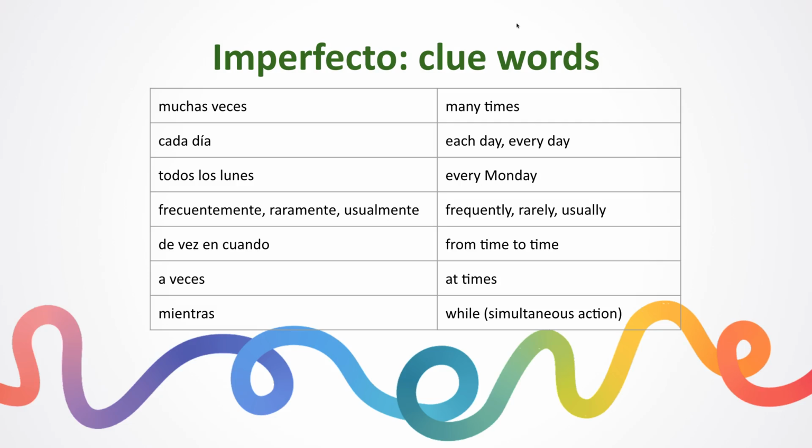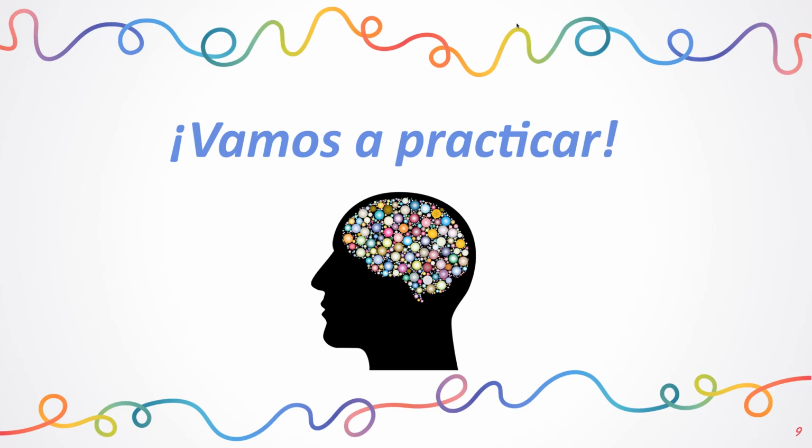De vez en cuando, a veces, mientras. Mientras is used a lot for simultaneous action, like one thing was happening while something else was happening. So that would be imperfecto.